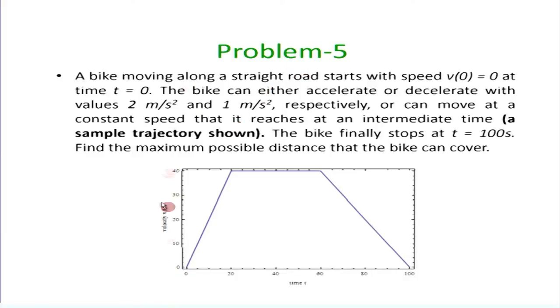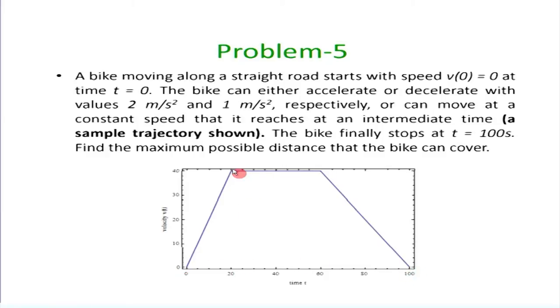There is this one question which many of you had attempted. So a bike moves on a straight road starting at the speed 0. So it starts from 0, this is velocity, this is time, and then the bike can either accelerate, okay, it can accelerate with a value of 2 meter per second square, or it can decelerate at a value of 1 meter per second square, or after accelerating, when it reaches some constant velocity, it can take that constant velocity and it can keep decelerating till at 100 seconds, the bike has to come to rest again, that its velocity should be 0 again.